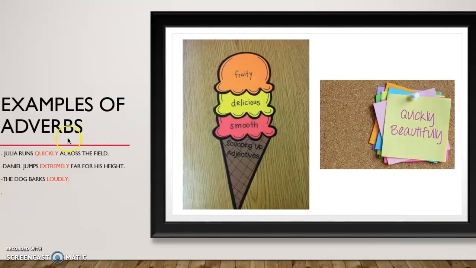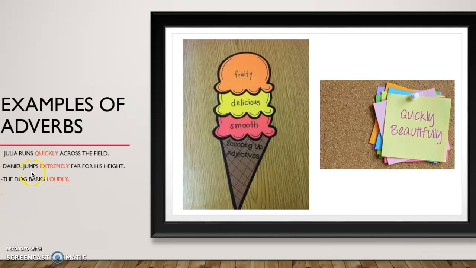So, for example, Julia runs, there's our verb, Julia's running quickly across the field. Quickly would be the adverb because it's describing what type of action or how the action is being demonstrated in the sentence. It's describing Julia's type of run that she's doing. For example, we could run slow. Julia runs slowly across the field. That would be another adverb that's describing a different way Julia could be running across the field.